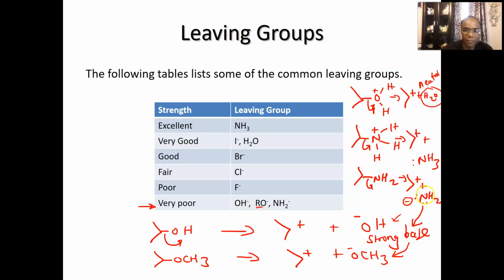So strong bases are not good. See, NH2 minus is not a good leaving group because all these are strong bases. So you want weak bases, or neutral. That's what you have here. The plus charge on oxygen and nitrogen makes water and ammonia very good leaving groups. And I talked about iodide, I said that's because of size.